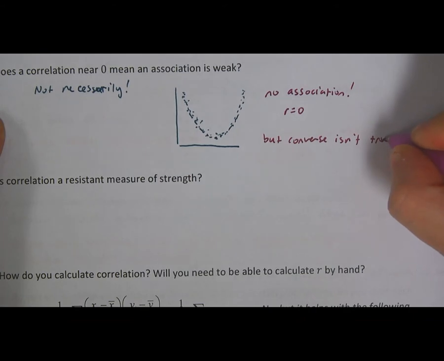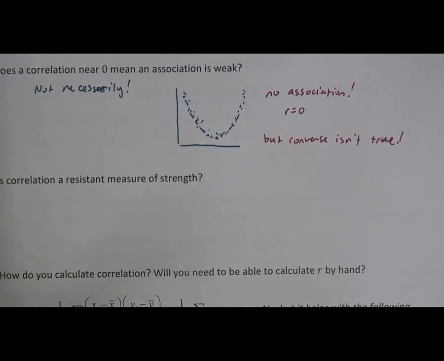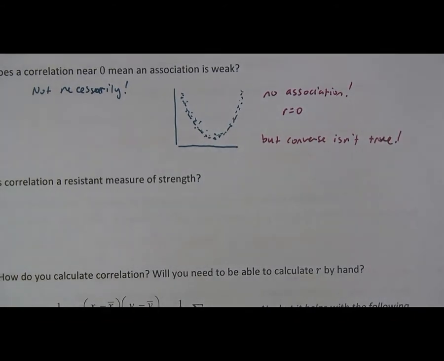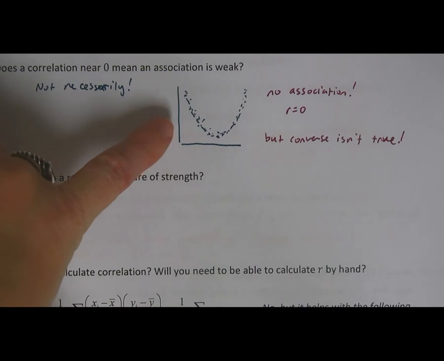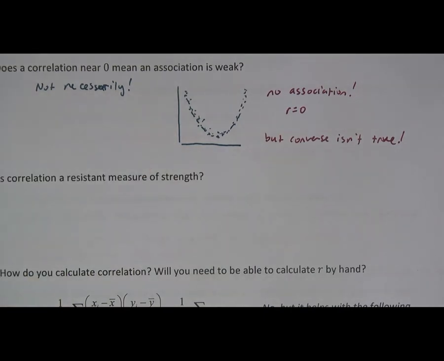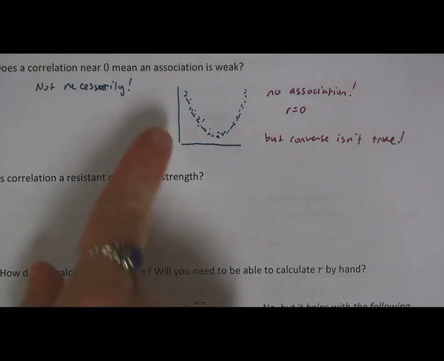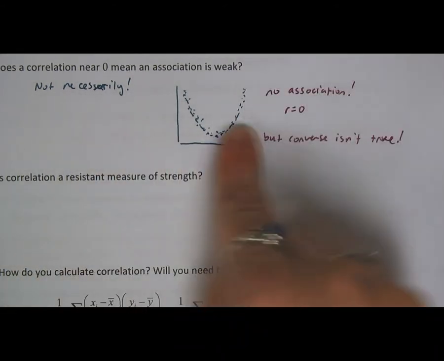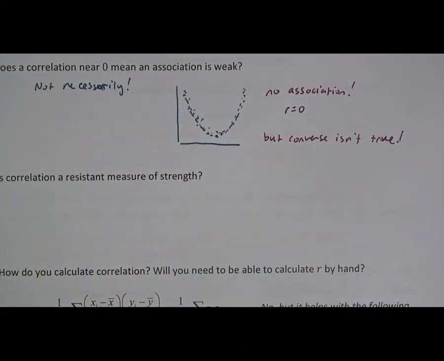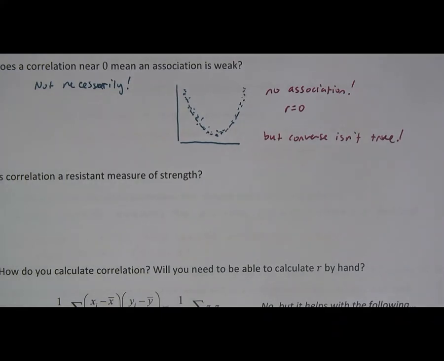And what I mean here is, just because R equals 0 doesn't mean that there's no association. All I'm trying to show you is this kind of rare situation where R being 0 doesn't necessarily mean it's weak. This is actually, the way I drew it, very strong, but R is 0 because there's no direction. It changes from positive to negative in the same graph.